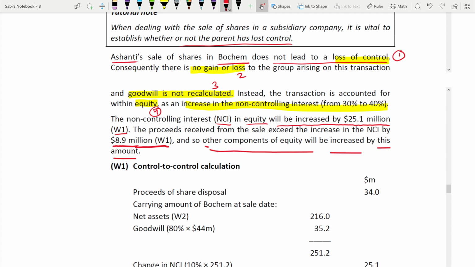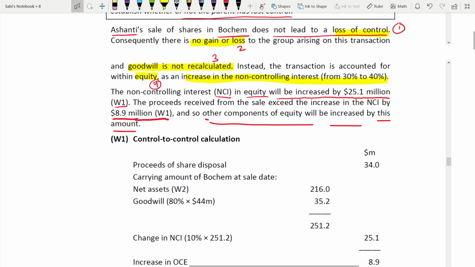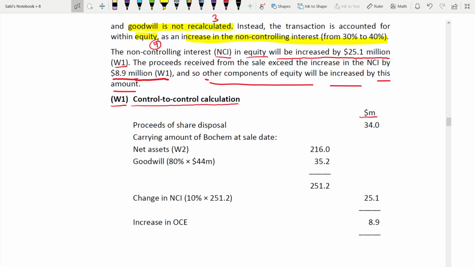Okay. So now comes the calculation. We'll see. So control to control calculation. You see they're using a subheading. Working one. This is called labeling of your working. And they are writing $million also. Now they are showing the calculation. What is it?